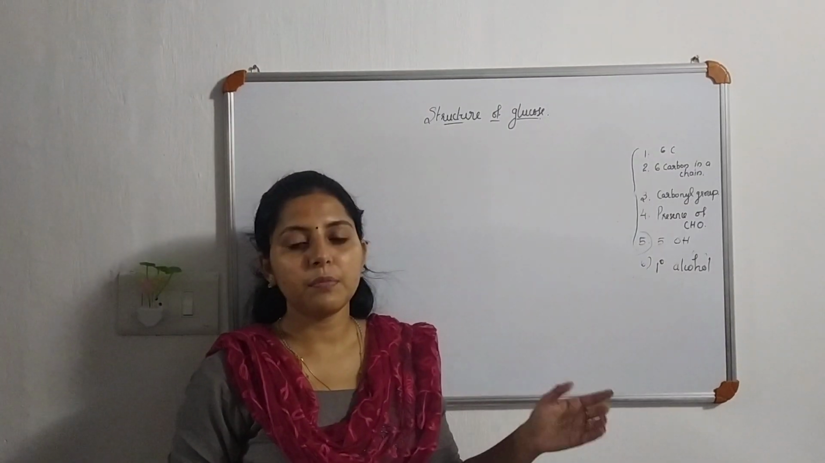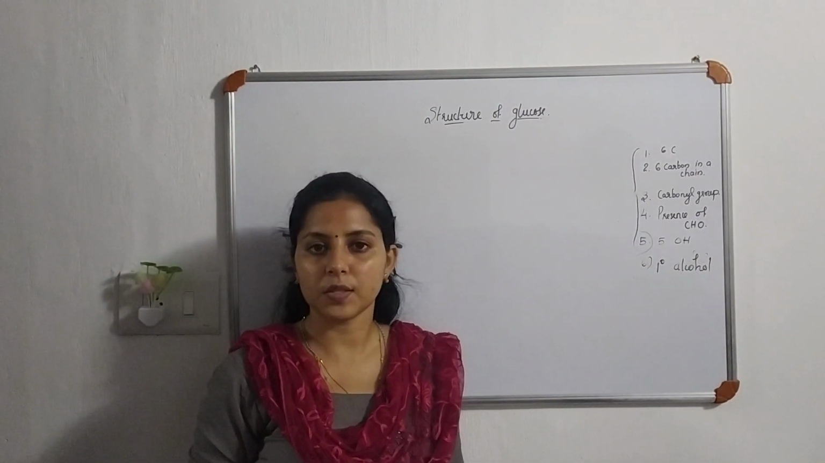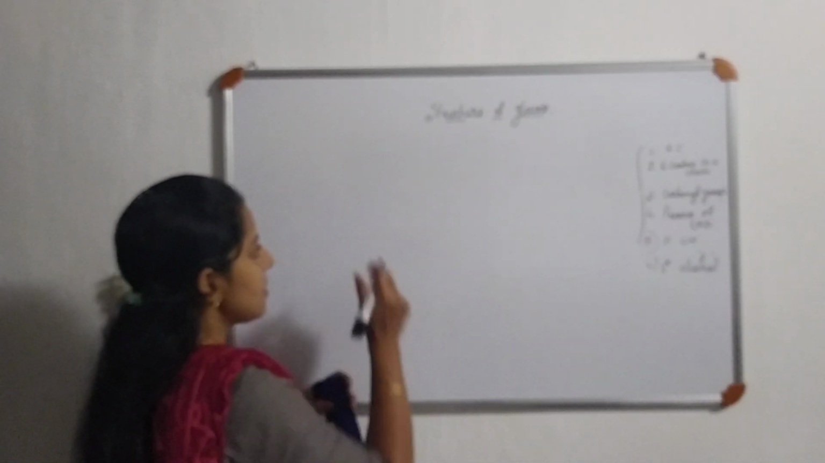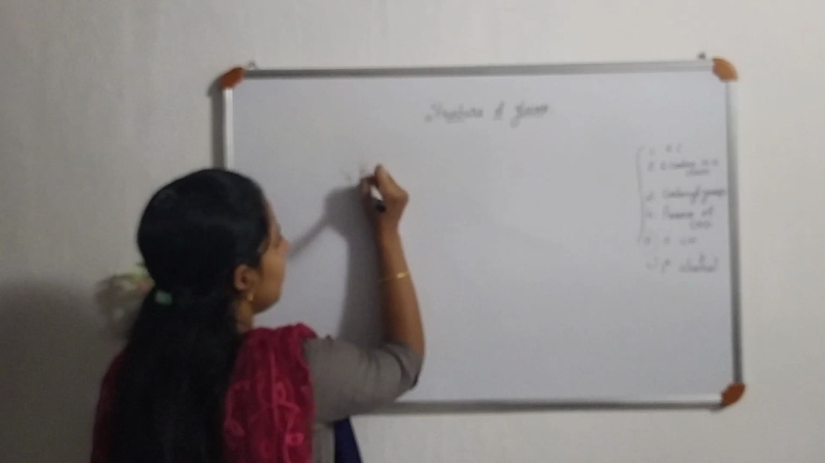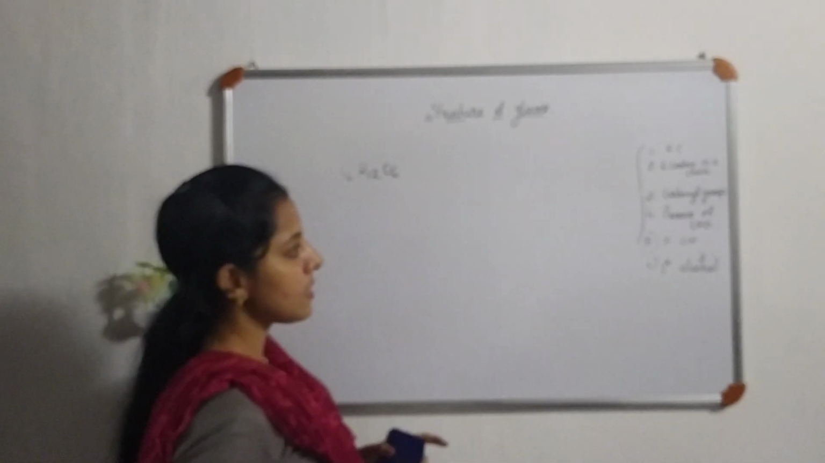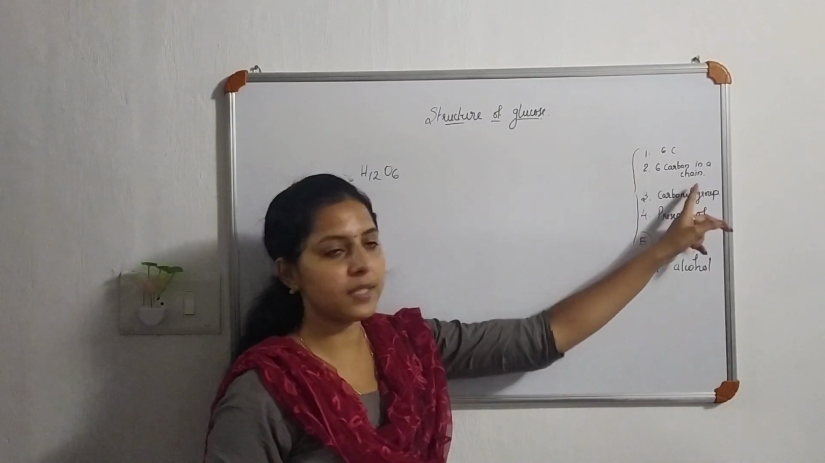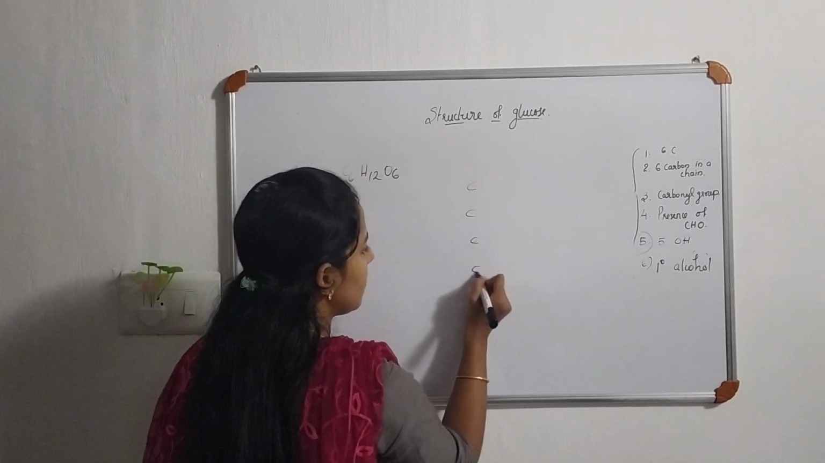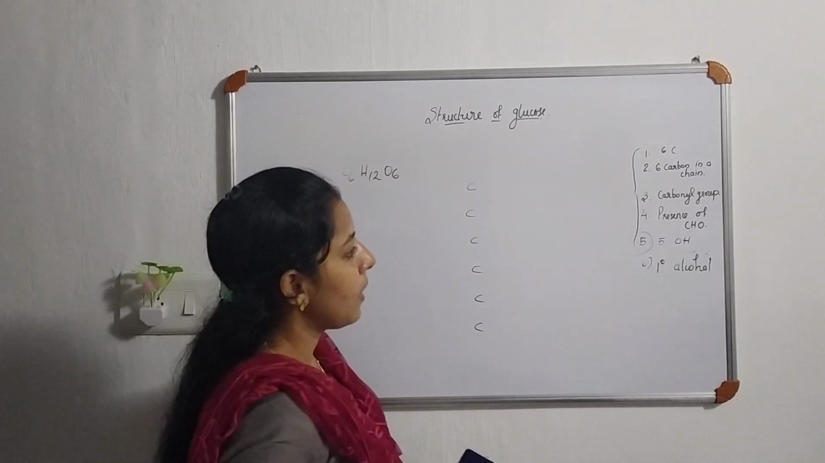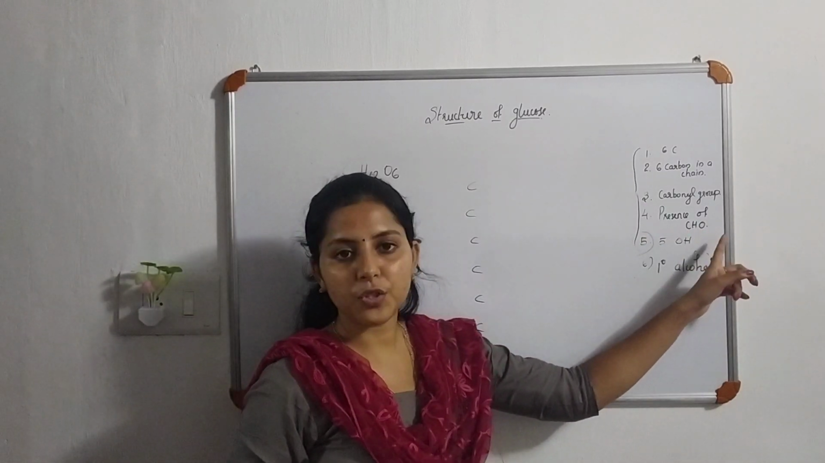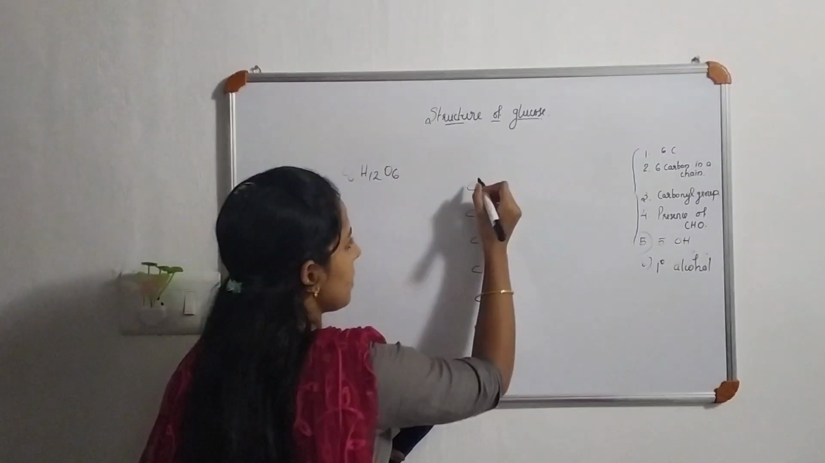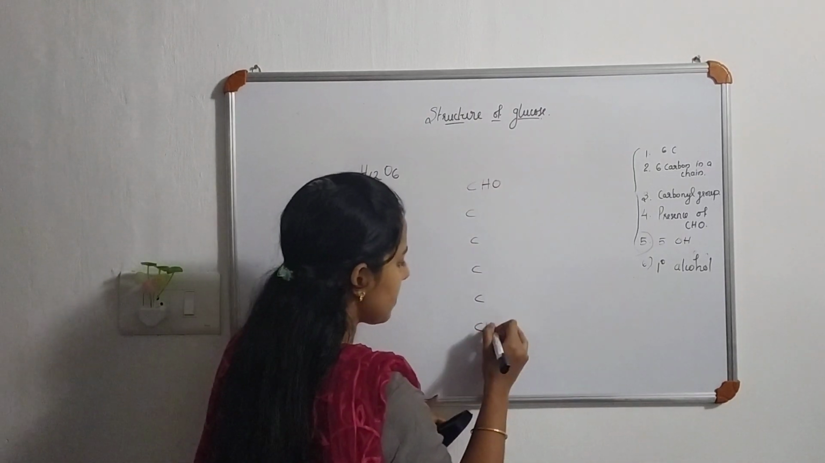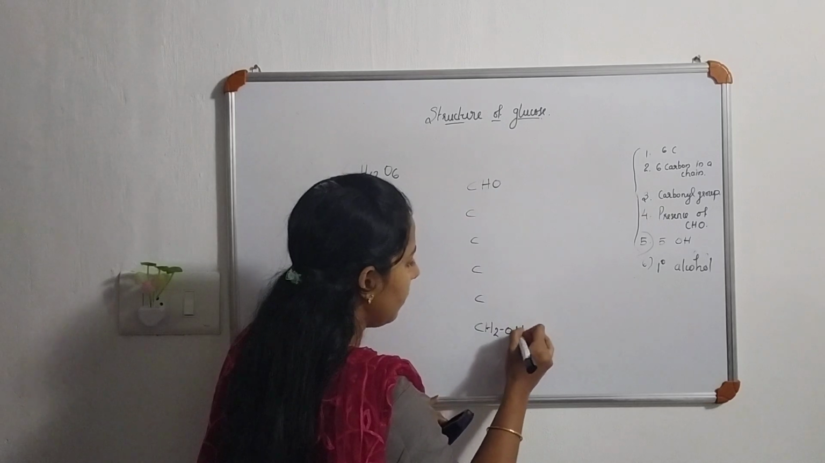Okay. From these evidences, we can elucidate the structure of glucose. The molecular formula of glucose is C6H12O6. There are 6 carbon atoms in a straight chain. And there is a CHO group, an aldehyde group, in glucose. There is also a primary alcohol in glucose.